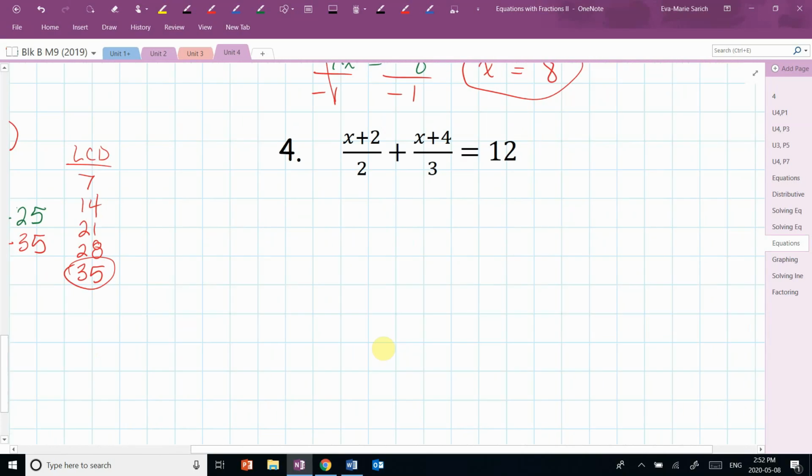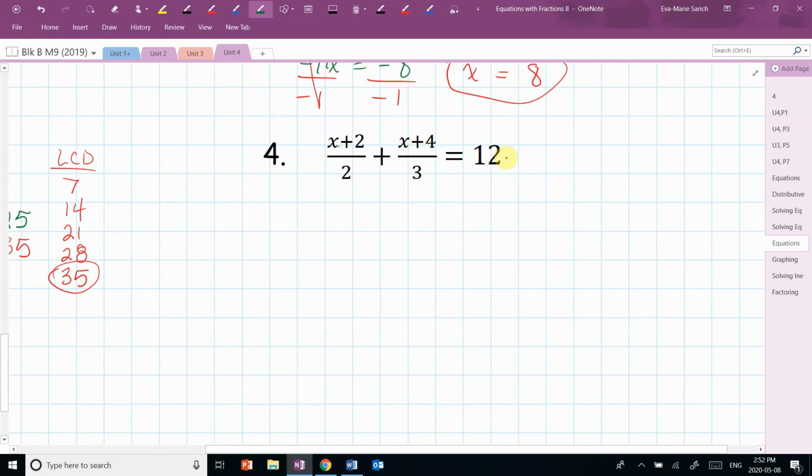Okay, example 4. 3 terms now. All 3 terms have to be multiplied by the common denominator. So put a bracket around them. Okay, all the top part, and we have to multiply by the common denominator.